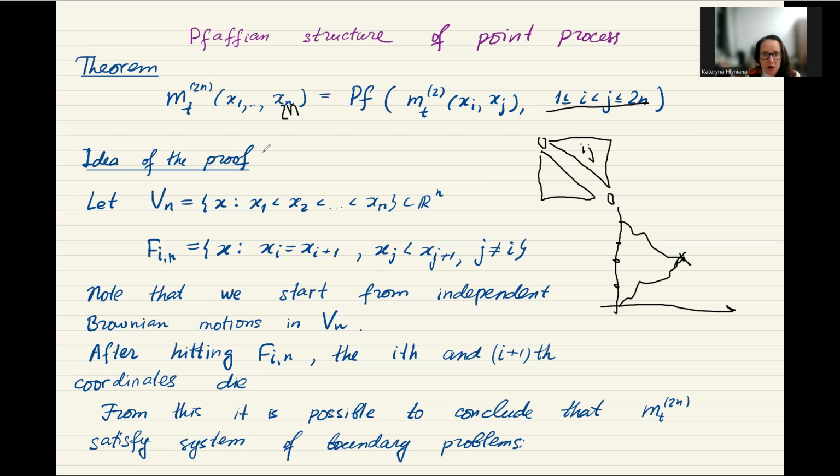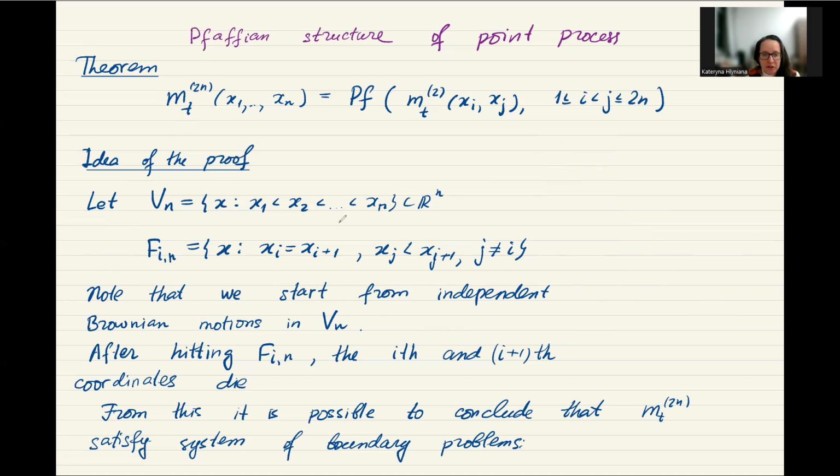So how to do this? How do they prove this result? They start by considering this function. We have a function m that depends on time and space variables. So where does this space variable live? We will consider ordered starting points x1, x2, and so on, xn. So we start from points where they are all non-equal and ordered. And in this area, as I said, we have just independent Brownian motions.